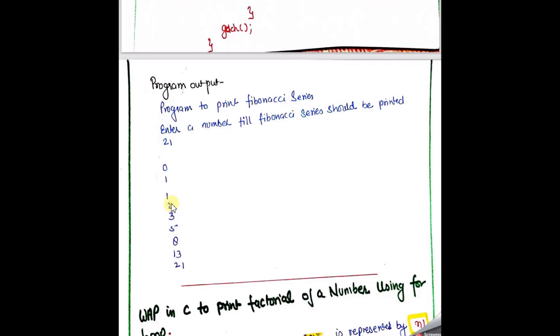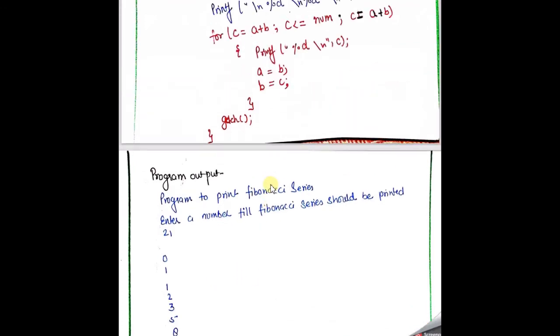Now 2 and 3 will be stored with the help of variables A and B, so A is equal to 2 and B is equal to 3, and after that again we take the sum of A plus B and store that value into C, that means C is equal to 2 plus 3. Look here in the loop, C is equal to 2 plus 3, then the value of C is 5, and 5 is less than 21. Yes, then 5 is printed here.